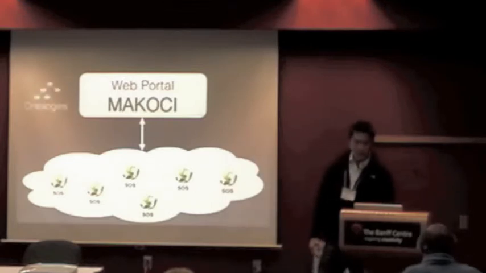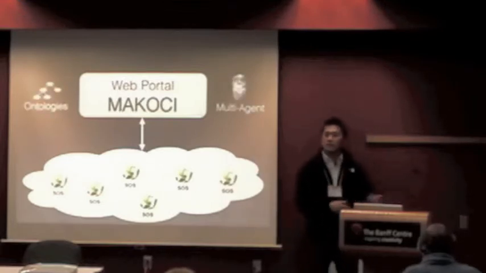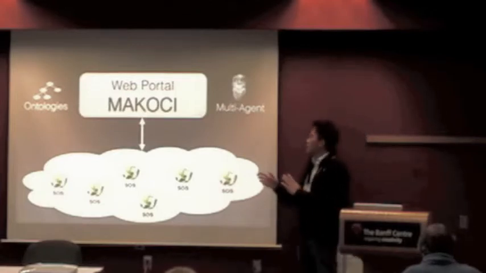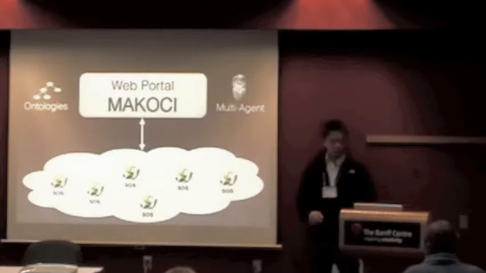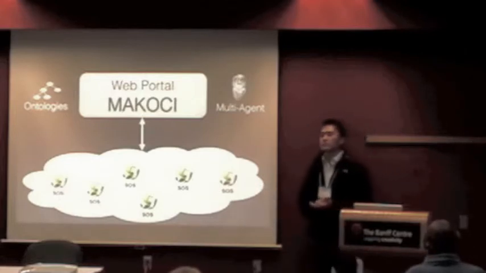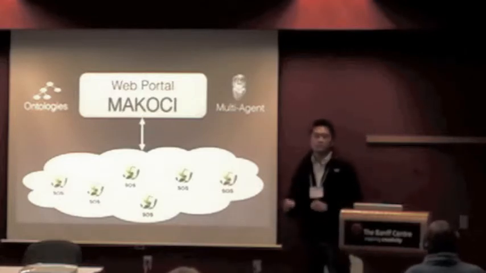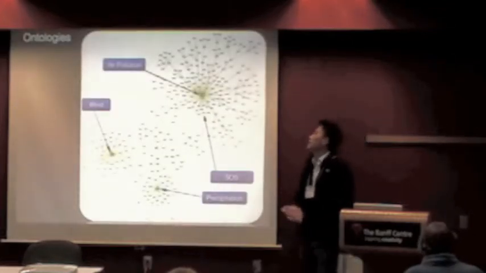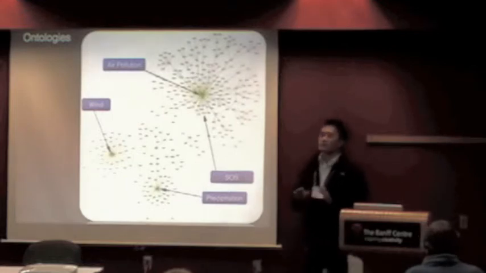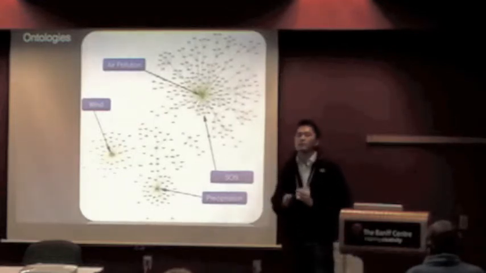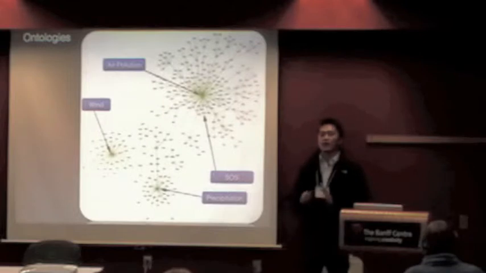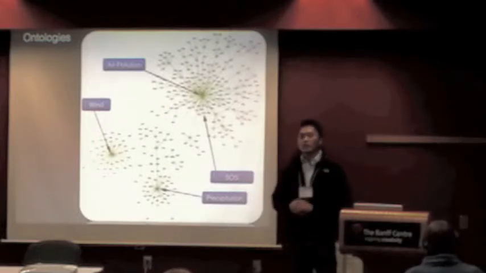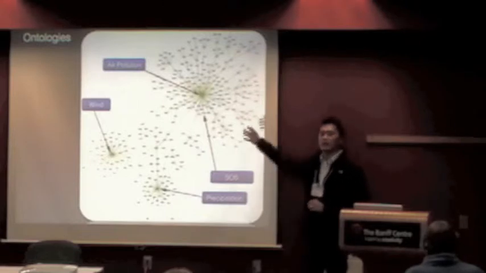And we use two technologies. One is ontology for the semantic interoperability, and the other one is a multi-agent system to simplify the complicated task when we develop the system. Okay, so the first one, what is ontology? An ontology is a conceptual model with which we can formally define the concepts and the relationships between these concepts. You can imagine that the ontology is like a knowledge map.